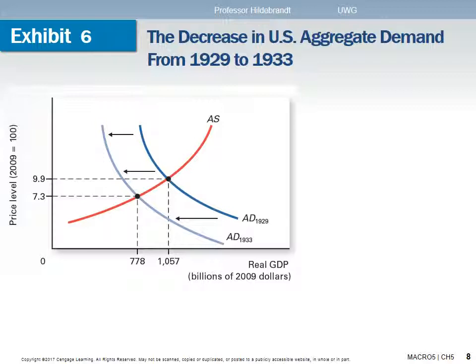And this is an actual example from our macroeconomy. This was a change in aggregate demand from the time period of 1929 to 1933. Hopefully we all recognize this time period. It's called the Great Depression. And so the Great Depression was characterized by a decrease in aggregate demand. And so we saw a leftward shift of our aggregate demand curve. Again, what did this cause? Well, it caused our price level to drop, and it caused output to drop as well.